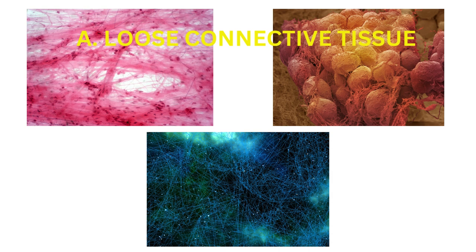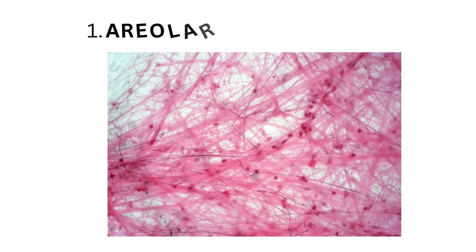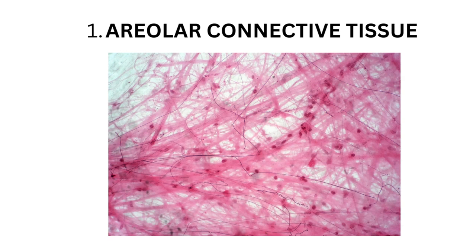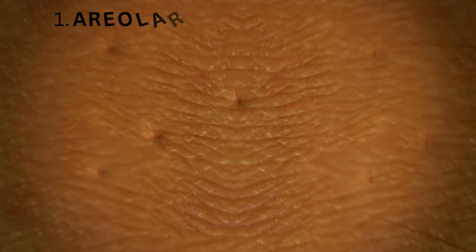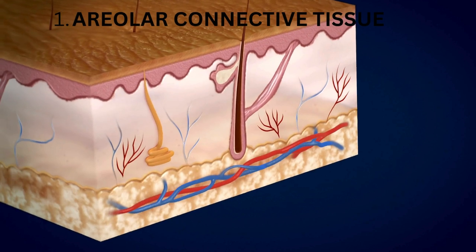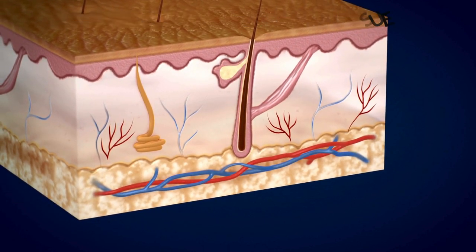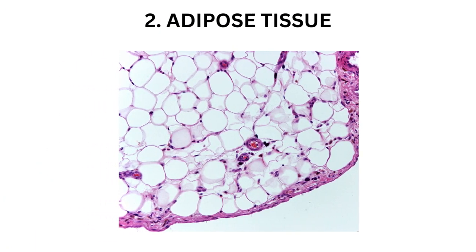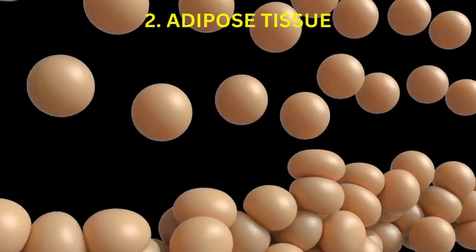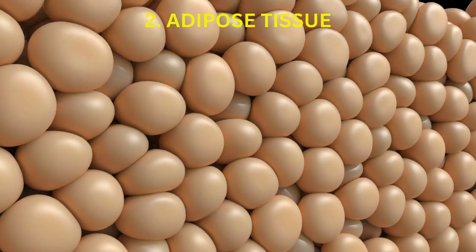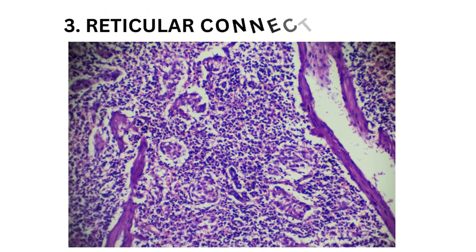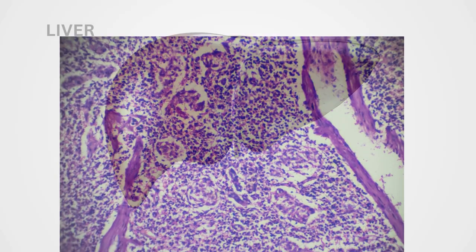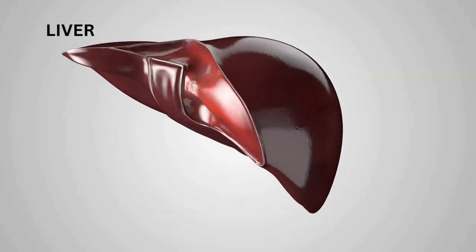A. Loose connective tissue. Contains loosely arranged fibers, collagen and elastic fibers, with scattered cells and ground substance. Subtypes include: 1. Areolar connective tissue, found beneath the skin, around organs, and between muscles. 2. Adipose tissue, composed of adipocytes, fat cells, and is involved in energy storage and insulation. 3. Reticular connective tissue, forms the framework for certain organs like the liver and spleen.